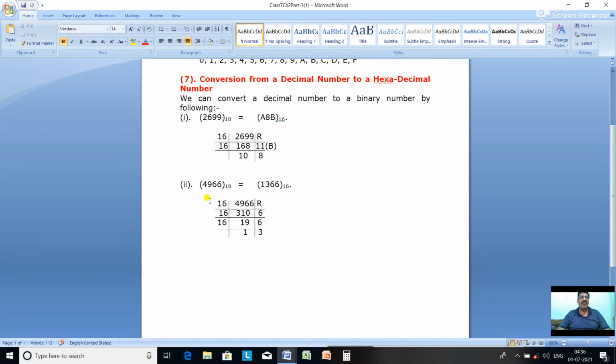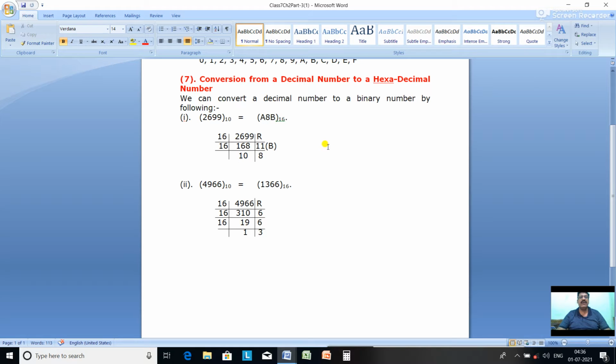Okay, the same way we have done to convert 4966 to hexa. So what is the hexa of 4966? Divide 4966 by 16, how many times? 310 times. Again 310 divided by 16, how many times? 19 times. Remainder, both the remainders are 6. Again 16, how many times? 1 time, remainder 3. So this was done in our last class.